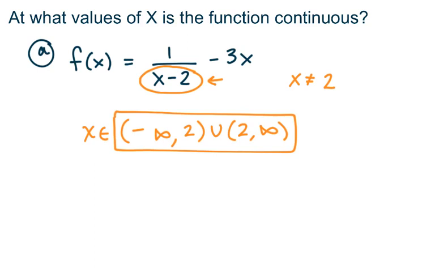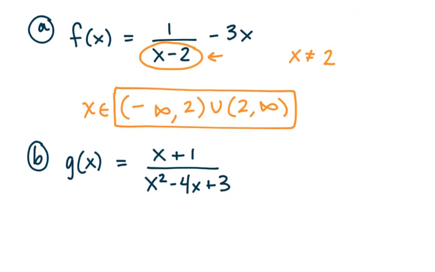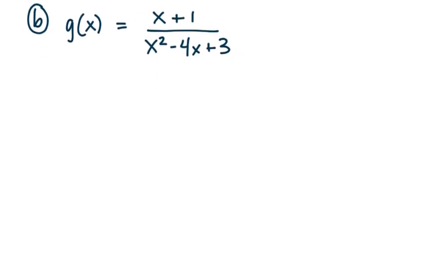Let's look at another example. For our second example, we're going to examine g of x equals x plus 1 divided by the quantity x squared minus 4x plus 3. Again, we have a rational function here, and we know that whatever values make that denominator 0, those are the values we would need to omit.